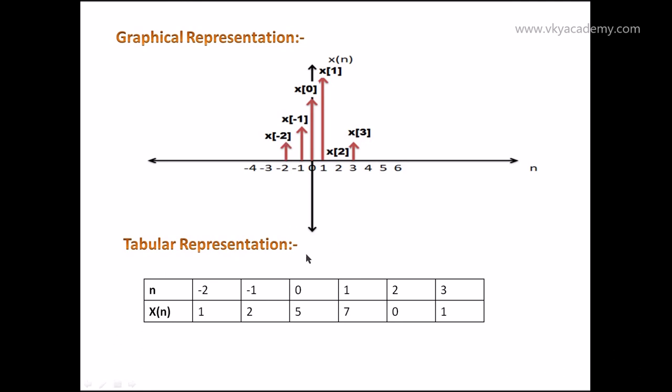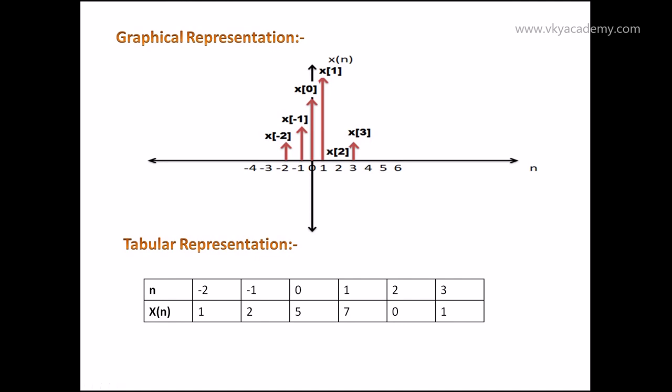Next representation is tabular representation, which is perhaps the simplest representation of a discrete time signal. So what we have to do is draw a table having 2 rows and the columns depending on the number of time values. In the first row I'll arrange the time. As this particular signal has a range from -2 to 3, I'll arrange here -2, -1, 0, 1, 2, 3, and I need to write in the second row the amplitude values. So x of n is equal to 1, 2, 5, 7, 0 and 1. So this is the tabular representation of the given discrete time signal.